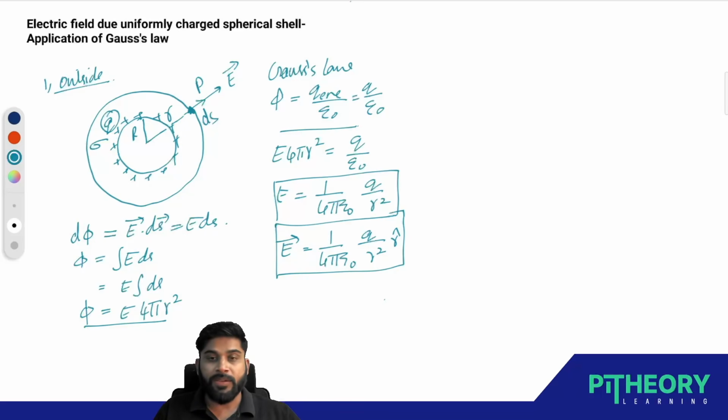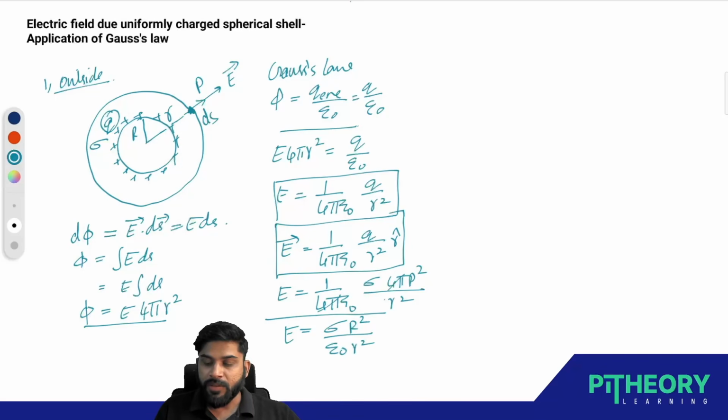If you want, you can write this equation also in terms of the surface charge density. E is equal to 1 by 4π epsilon 0, and Q you can write as sigma into 4π capital R squared, divided by r squared. So the 4π gets cancelled off, and you get sigma into capital R squared divided by epsilon 0 small r squared, times r cap. In this way we can also write the electric field. So that's how we find the electric field due to a uniformly charged spherical shell at a point outside.